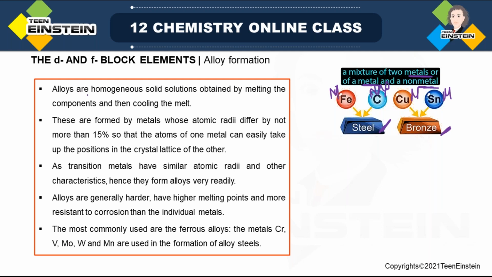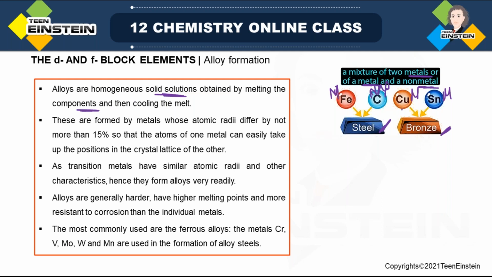So what are alloys? Alloys are basically solid solutions, because you are mixing two solids. Normally when we say solution, the first picture that comes to mind is some solid dissolved in liquid, but that doesn't mean you cannot have a solid solution. With two solids, one will be present in a large amount and the other in a lower amount. The larger amount is considered the solvent, and the solid present in the lower amount is considered the solute. So they are homogeneous solid solutions obtained by melting the components.